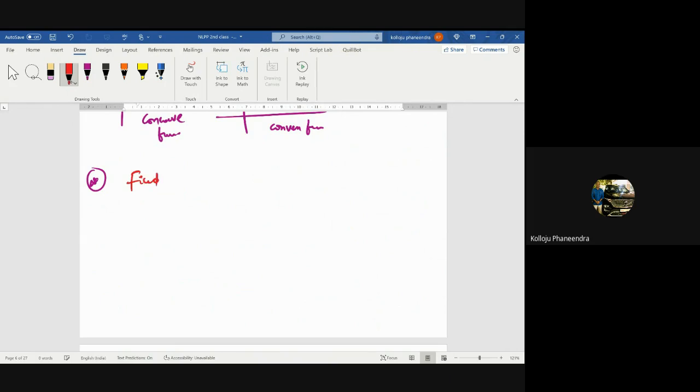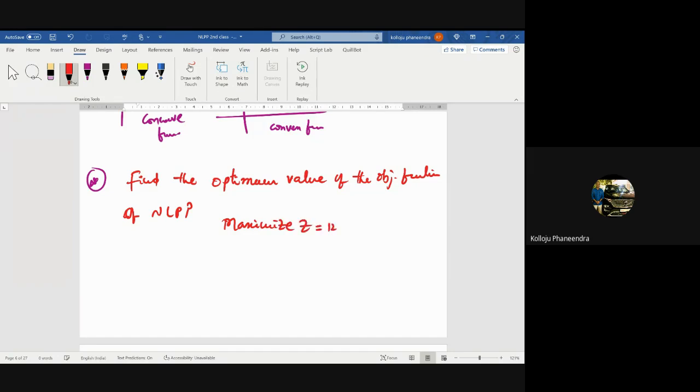Find the optimum value of the objective function of the NLPP. Maximize z equal to 12x1 plus 21x2 plus 2x1x2 minus 2x1 square. Space is not enough, let me write again. Maximize z equal to 12x1 plus 21x2 plus 2x1x2 minus 2x1 square minus 2x2 square, subject to the constraints.